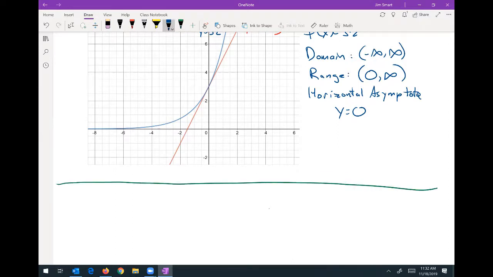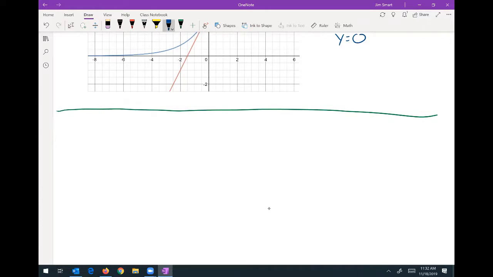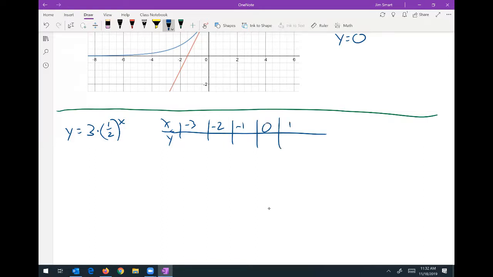So we're going to look at a graph like y equals, let's do the same thing for the a, but do 1/2 to the x. Well, there's two ways to do this. One is to just go back and try our table of values. Only this time I'm going to start in the negatives: -3, -2, -1, 0, 1, 2, 3.